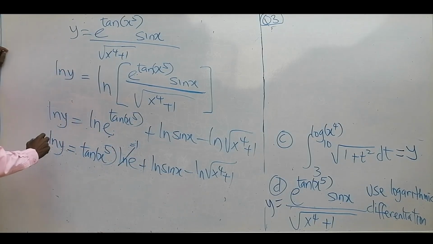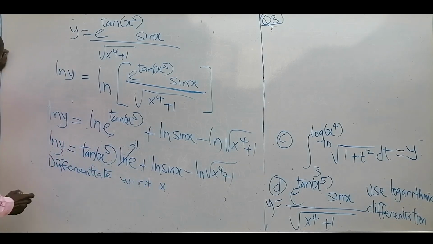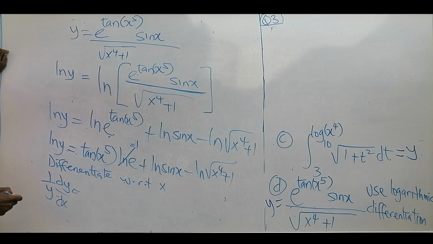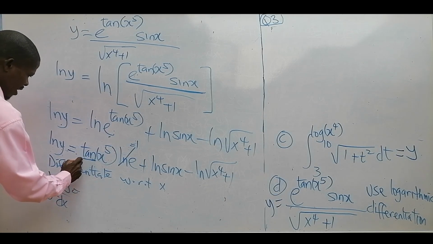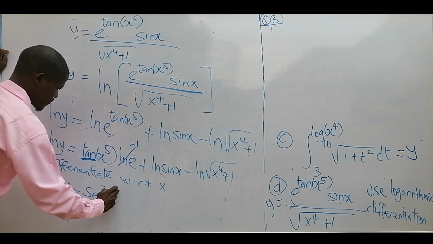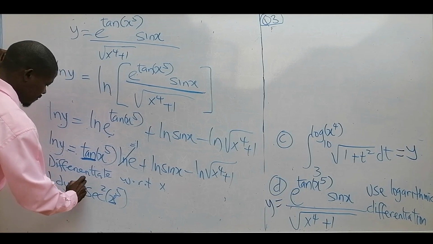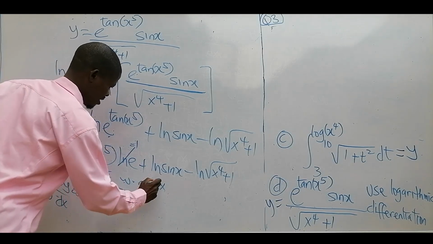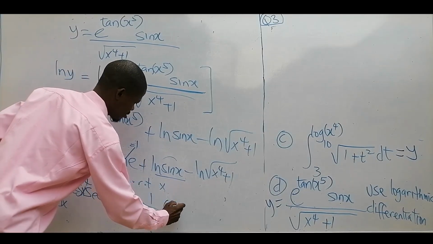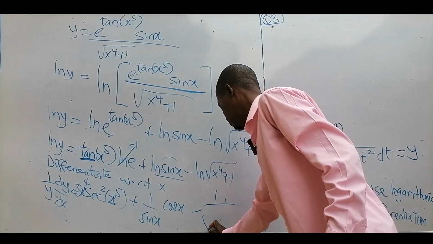Then we can now differentiate implicitly with respect to x. So this will be 1 over y times dy/dx. This one, arctan, will be chain rule. You differentiate the outer function first, that will be sec squared of the inner function, and then times the derivative of the inner function. That's 5x to the 4. Then plus this one will be 1 over sine x, and then the derivative of the inner function, that's cos x. Then this one, minus, is going to be 1 over this one.